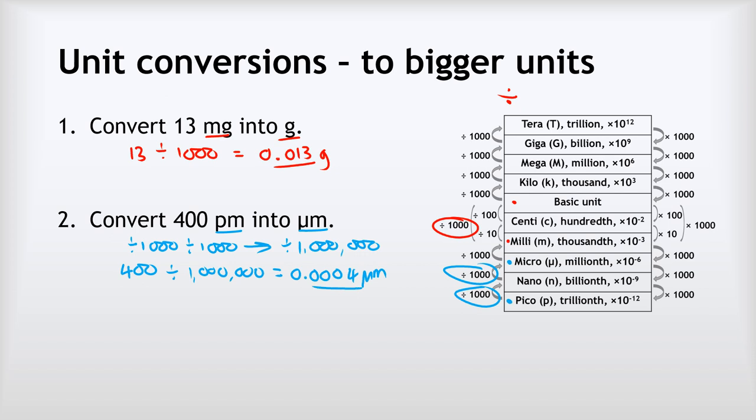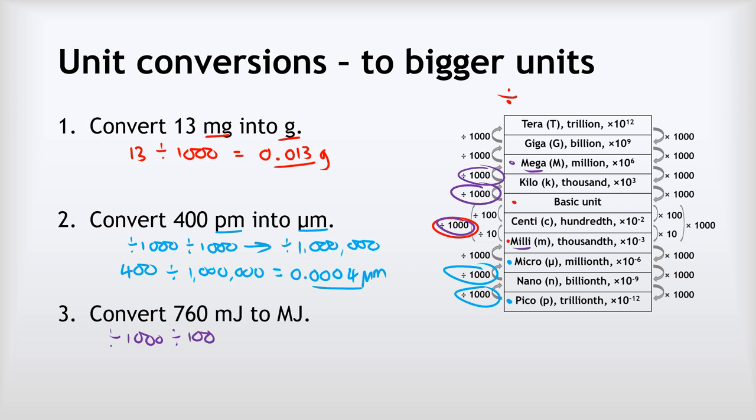Okay, let's look at one last one. This is convert 760 millijoules into megajoules. Now, millijoules are here. And megajoules are all the way up here. So that's a three-stage conversion. We're going to, first of all, divide by 1,000 to turn milli into our basic units. Then we'll divide by another 1,000 to turn our basic units into kilojoules. And then we'll divide by one final 1,000 to turn our kilojoules into megajoules. So we've got three lots of dividing by 1,000. You can probably see where this is going. If we divide by 1,000 three times, what we're really doing is dividing by 1 billion. So that's 1 with 9 zeros after it.